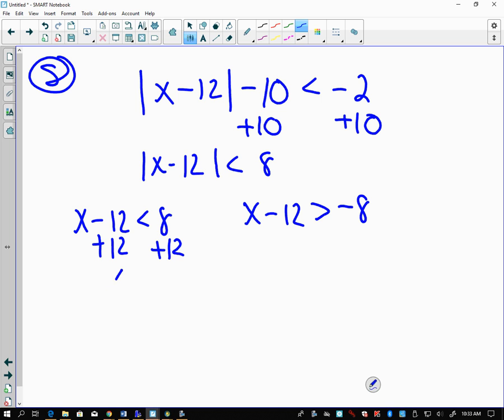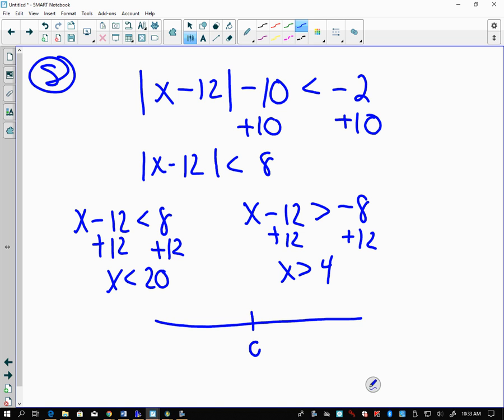Add 12, so that's giving me x is less than 20. Add 12, right? X is greater than, what, 4? So on a number line, I'm seeing 0. I got 4, I have 20. These are both open circles. X is greater than 4 but less than 20, so I'm getting that line right there. Does that make sense? Okay, I have to solve both equations.